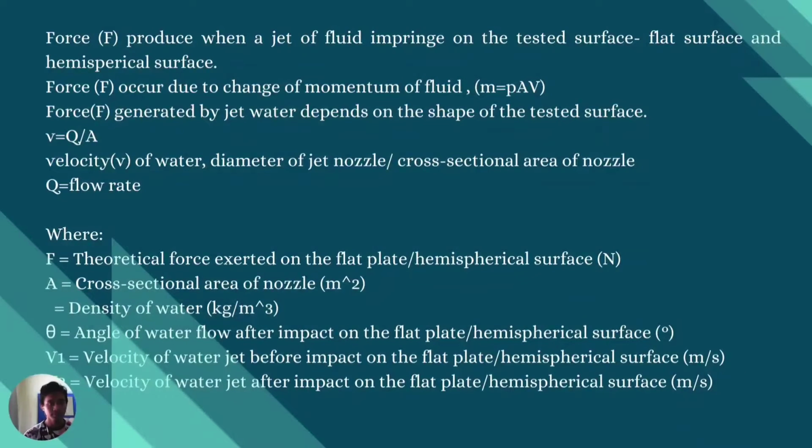So in this experiment, we will use around 4 units or 4 symbols. The first one is F, which is force. A is the cross-sectional area of the nozzle. Then theta is angle. And the last one is V, which is velocity.